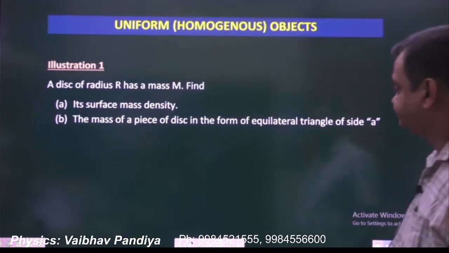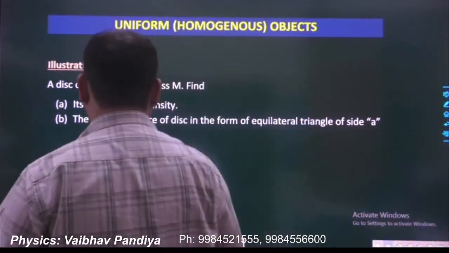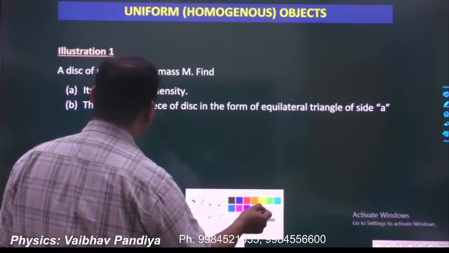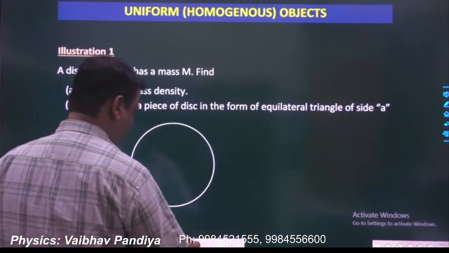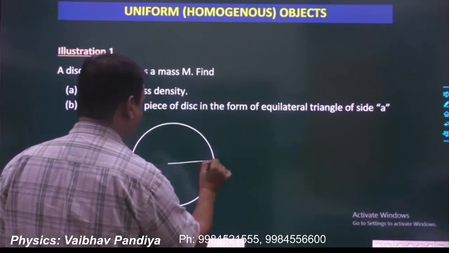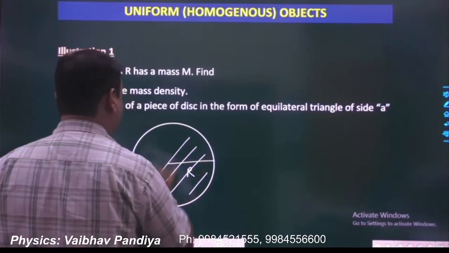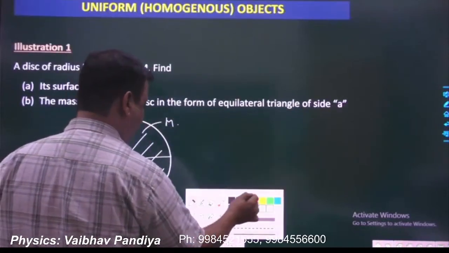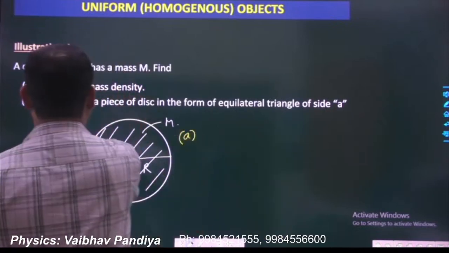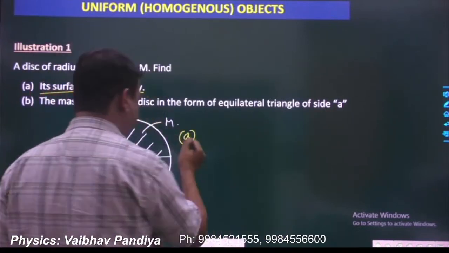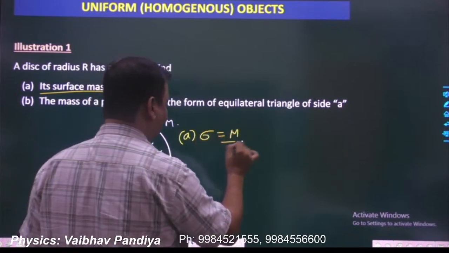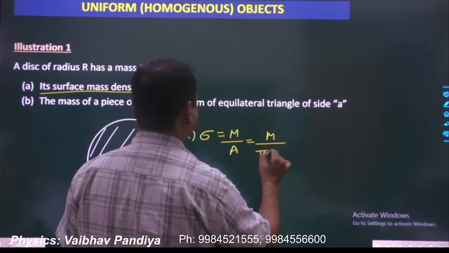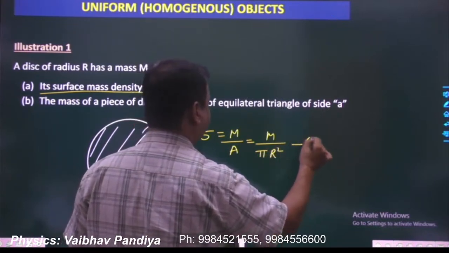Now say here we have an illustration. Suppose we are given a disk and its radius is given to be r, and it's homogeneous in nature and it has a mass M. Now the first part is, what will be the surface mass density of this object? Since it is homogeneous, you can write total mass by total surface area. So we'll get M by pi r square, correct? This is the first answer.